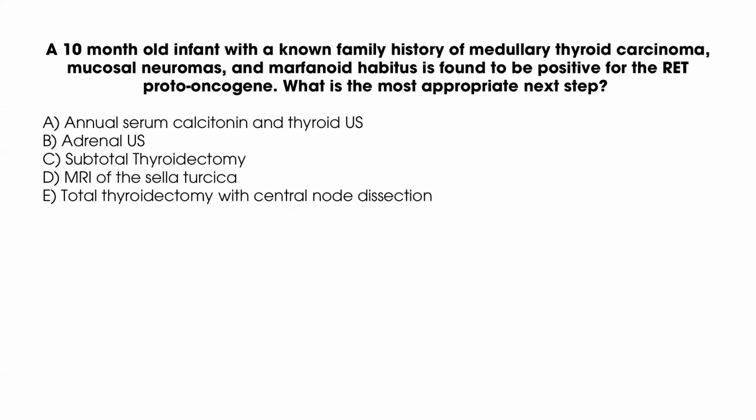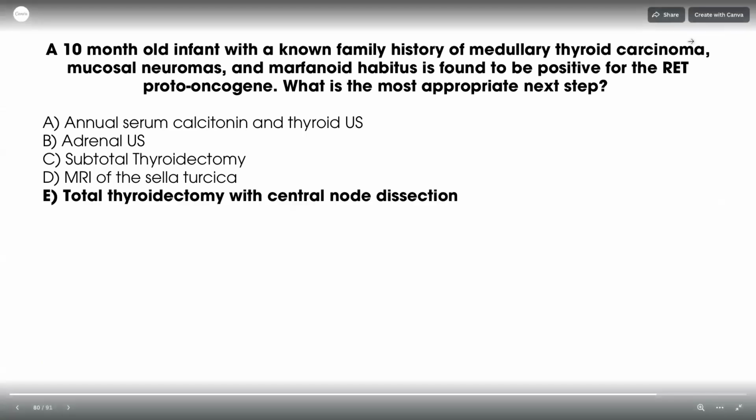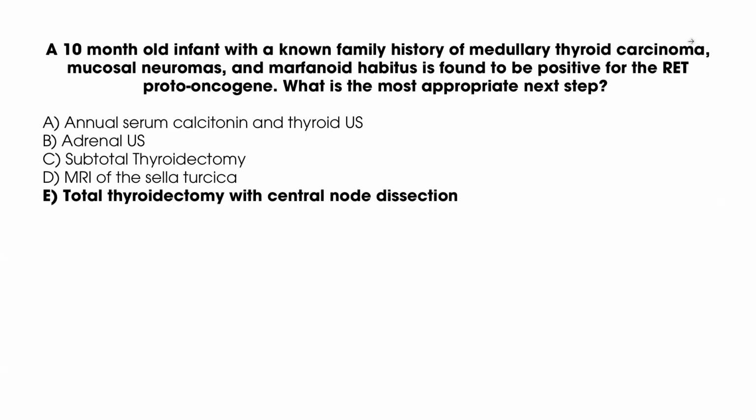Yeah, so this patient has MEN2B, which is highest risk. So the surgery for that is the total thyroidectomy with central node dissection. Yeah, don't get tripped up by just thyroidectomy or subtotal. They also need that central node dissection.